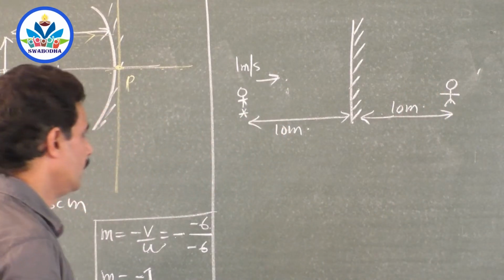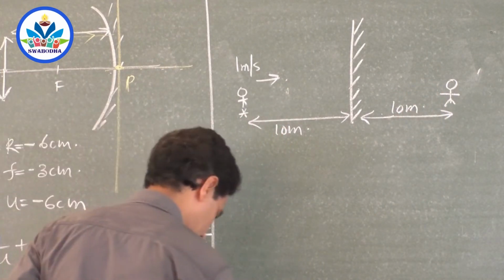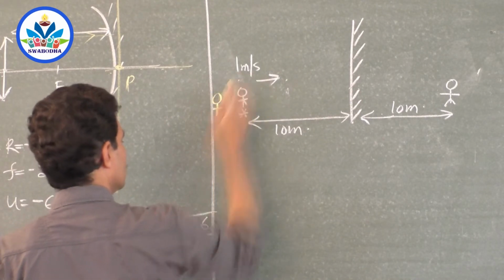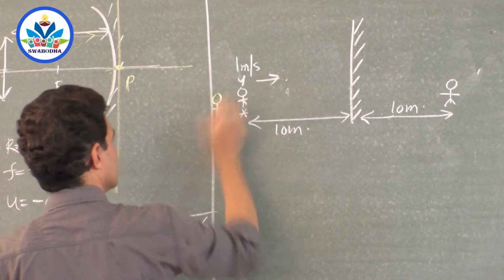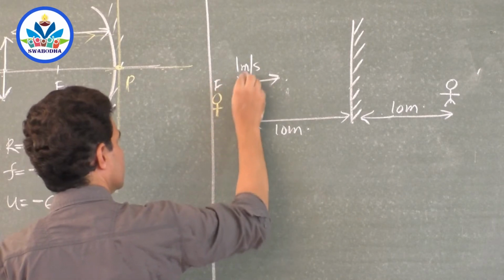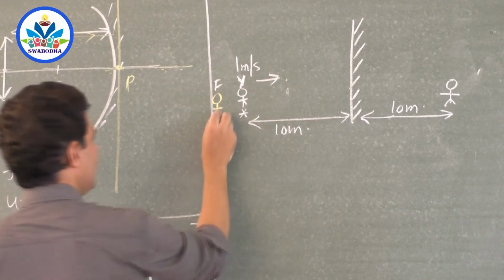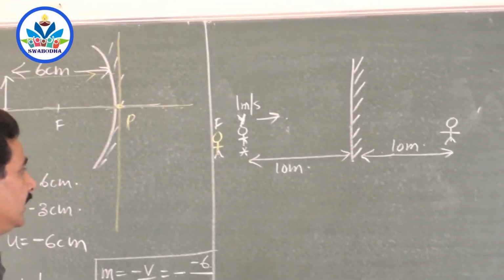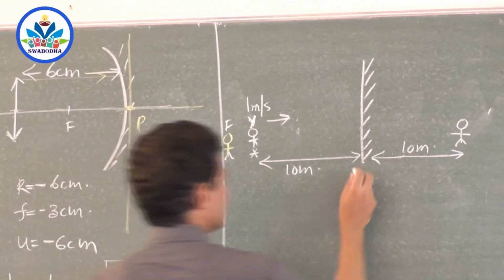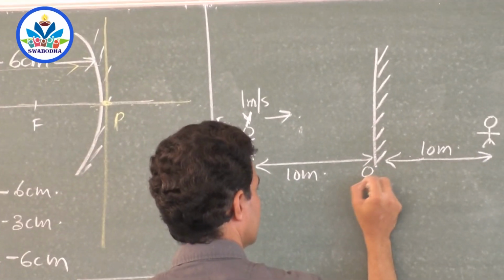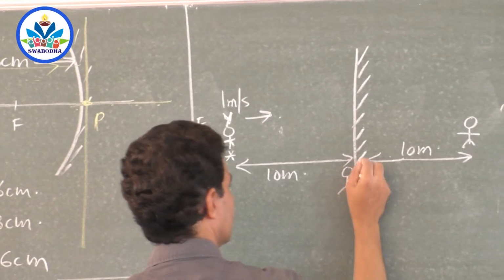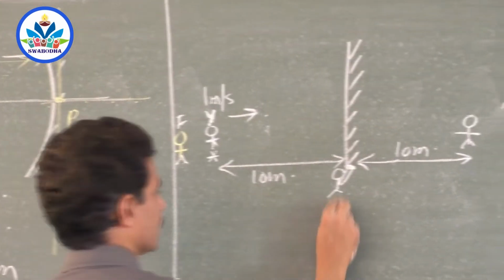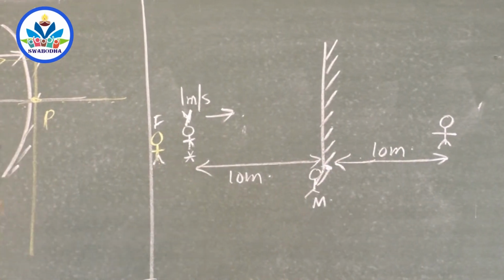Now suppose there is one more person, your friend. This is you, and this is your friend. Friend is not moving towards the mirror. Of course, you can imagine that another friend is standing and holding the mirror like this. I will call him M, the person who is holding the mirror.